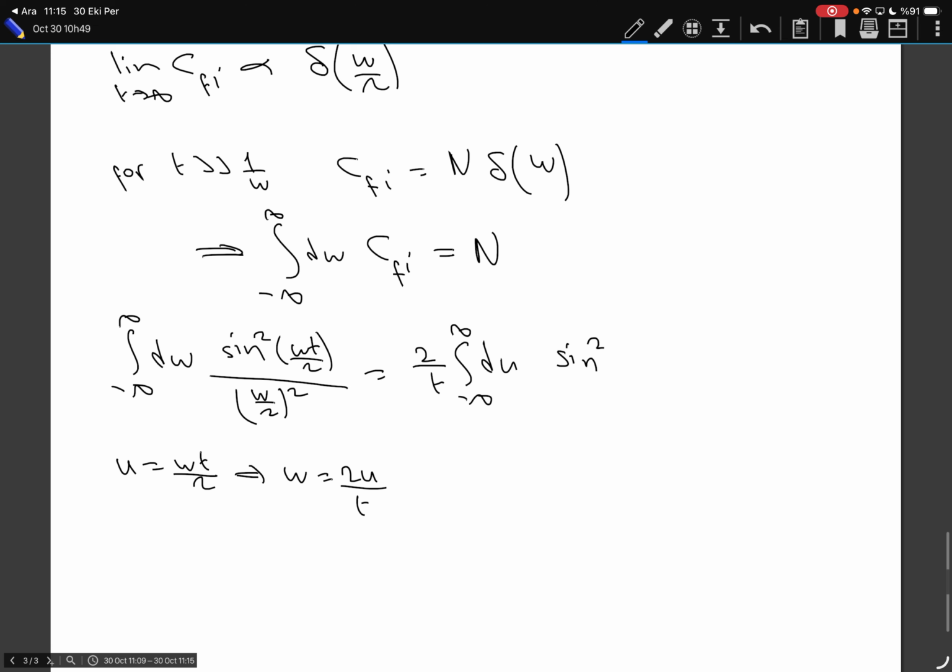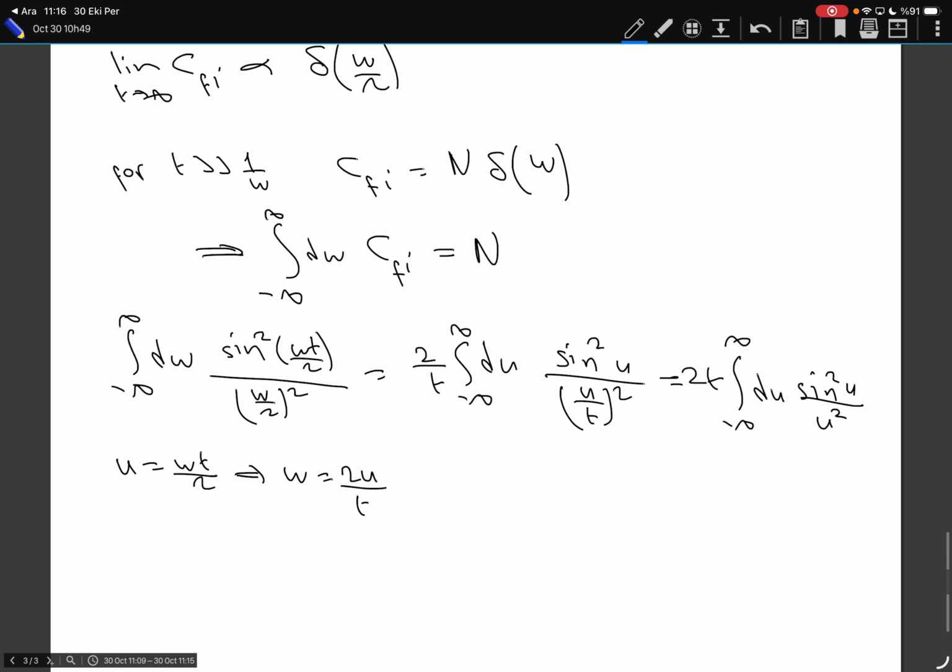Sine squared u divided by omega over 2, which is u over t, squared. So this is 2t times minus infinity to infinity du sine squared u over u squared. And keep in mind that although it looks as if at u equal to 0 it seems to have a divergence, the limit is finite. The limit of sine squared u over u squared as u goes to 0 is 1. So this is a regular integral over minus infinity to infinity, which you can evaluate using, I don't know, complex integration.